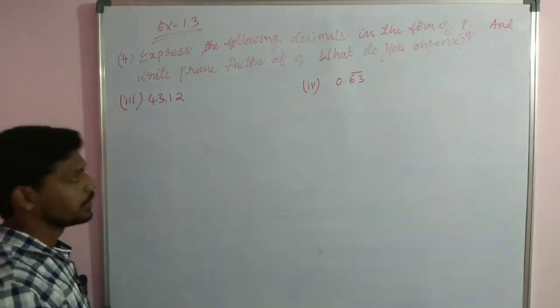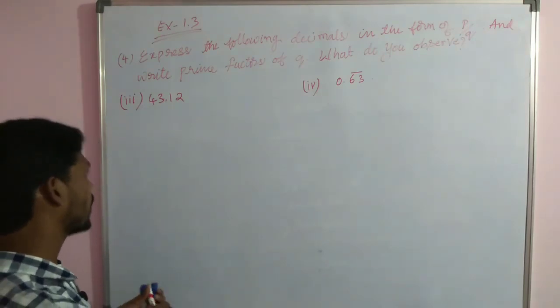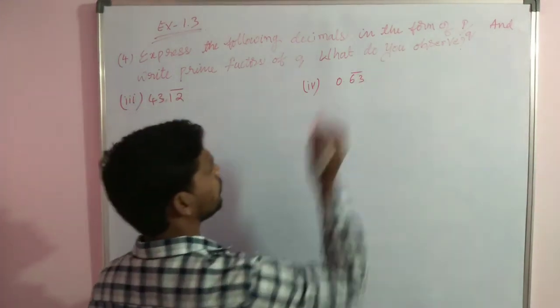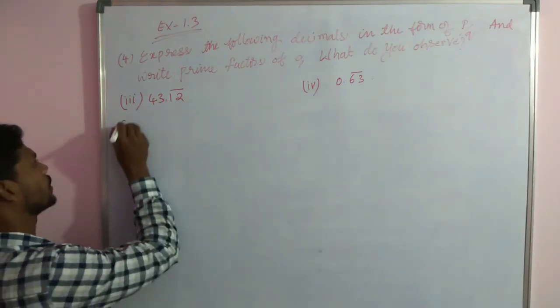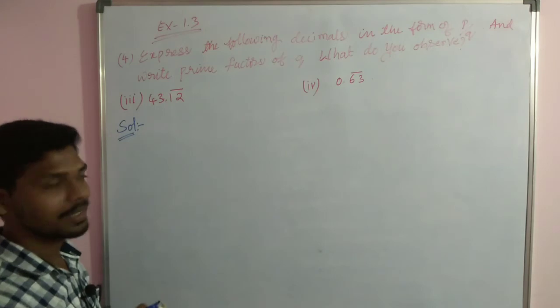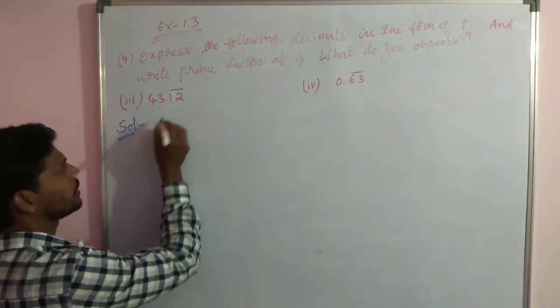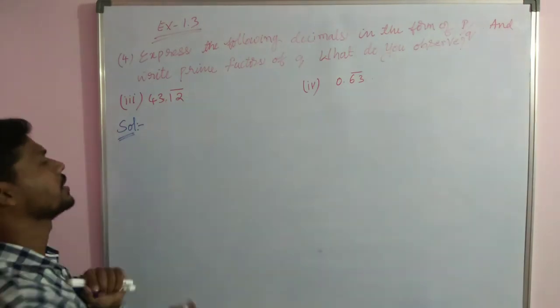Next problem, that is the third one. Here 43.12 with a bar over the 2 digits, 1 and 2, is given. The solution: you have already learned this type of problem in 8th standard, right? So the given decimal number is a non-terminating repeating decimal.